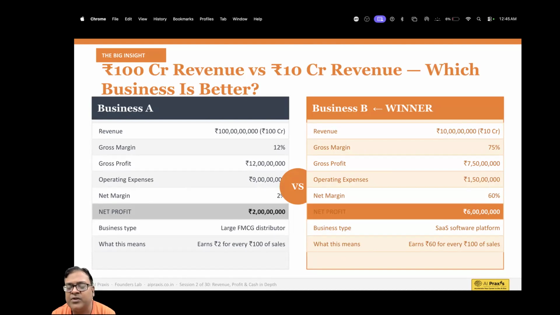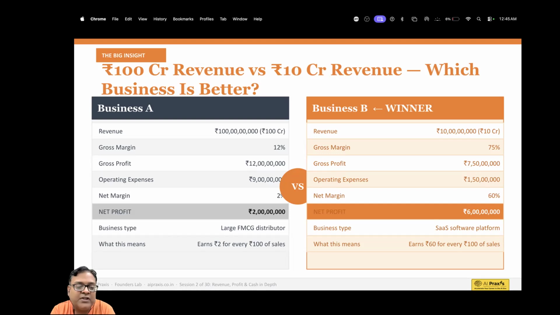On the other hand, if you look at business B, which is the clear winner, 1/10 of the revenue of business A, 10 crores. So you may say, oh, revenue is so less, sales less. No. Look at the gross margin. Gross margin is very high. Instead of 12%, it's 75% here. So the gross profit is 7 crore, 50 lakh rupees, right? Operating expenses, 1 crore 50 lakh. So net margin is 60%. Net profit is 6 crore, which is 3 times that of business A.